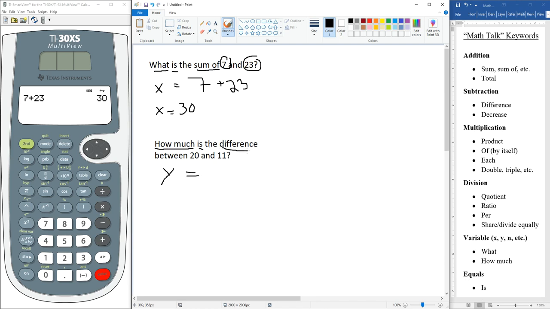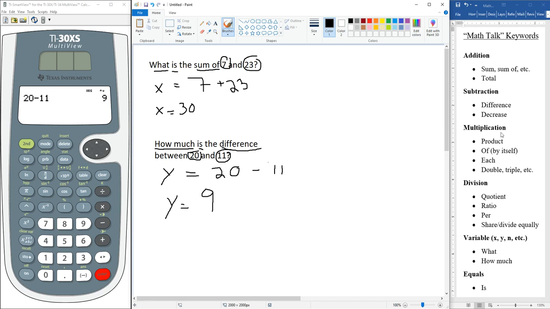The difference. Now that's a new one. It's over here in subtraction: difference or decrease. So with difference, we know we're subtracting. And we're back to focusing on the numbers again, 20 and 11, in the order that they're written, always. 20 and 11 with a subtraction sign in between. So y equals 20 minus 11. On our calculator, we clear it out, 20 minus 11, and we get 9. Very good. So y equals 9. Great job. Let's keep going.